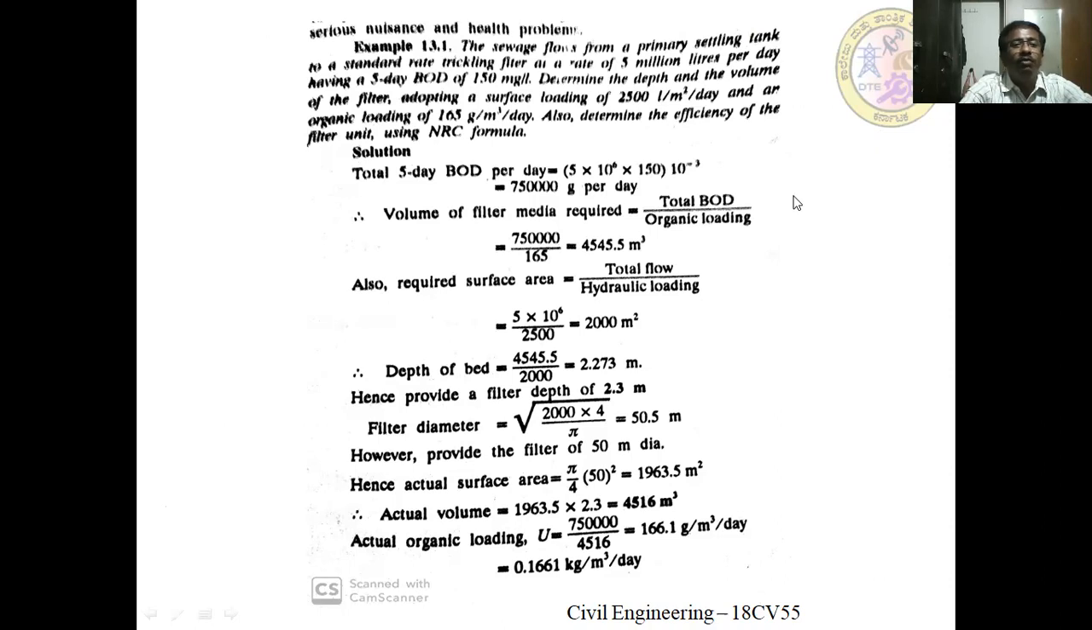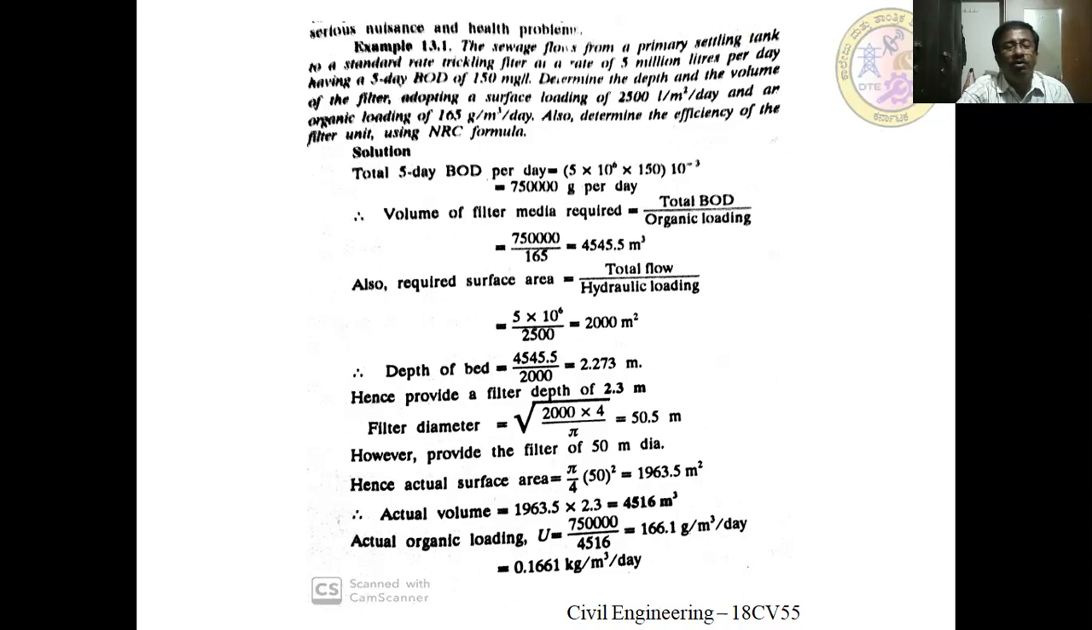Determine the depth and volume of the filter, adopted with a surface loading of 2500 liters per meter cube per day, and an organic loading of 165 gram per meter cube per day. Also determine the efficiency of the filter unit using the NRC formula.